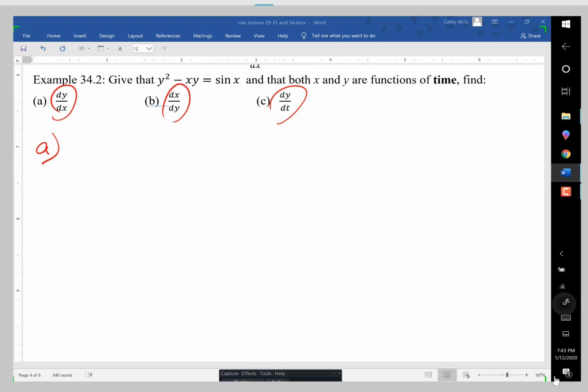First thing we do every single time we do this kind of problem is we find the differential of each term. So first term is y squared. The differential of y squared, I'm not going to go through it again, we've done it before, is just 2y dy. The differential of xy, that's a product, so it's going to be first thing times differential of the second thing, plus second thing times the differential of the first thing. So minus x dy plus y dx. And then on the right side, we have sine x. Differential of sine x is cosine x dx.